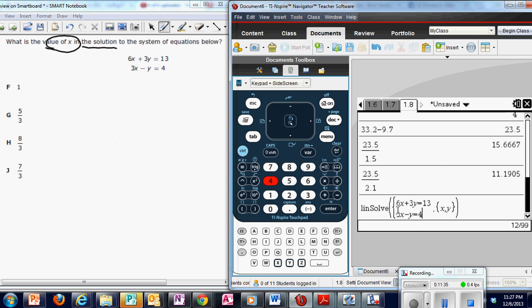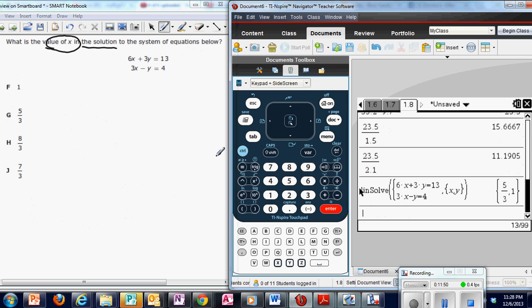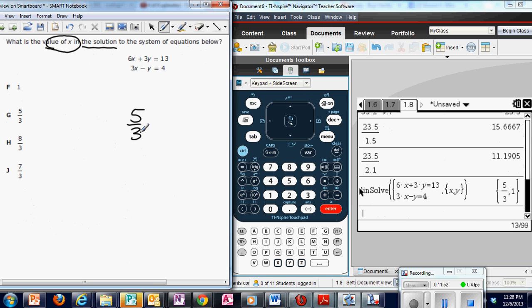We don't have to do the comma anything because it's already going to give us our answers in the form of a coordinate pair. Now don't get confused that it has the set notation, but you're going to have parentheses when you'd have this answer. So this tells me 5/3, comma 1 are the coordinates. That's x, that's y. It asks for x. 5/3 is your answer. So if you chose F, you didn't read the question, didn't ask for y, it asked for x.